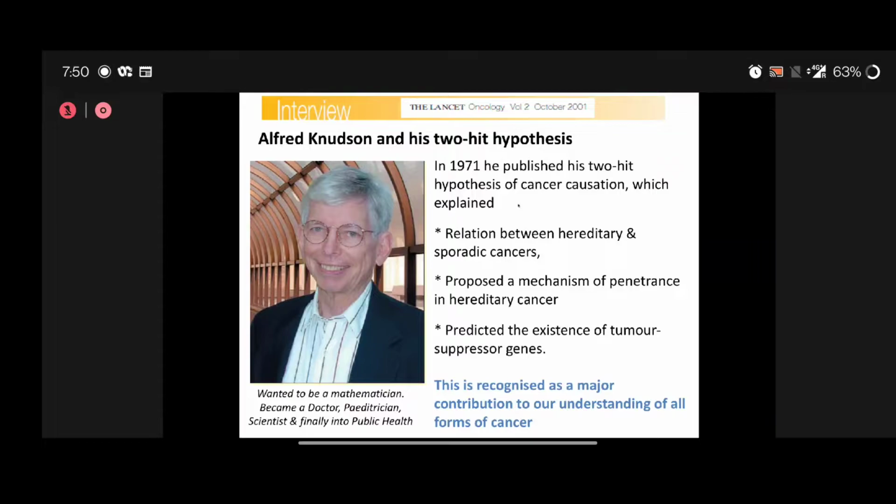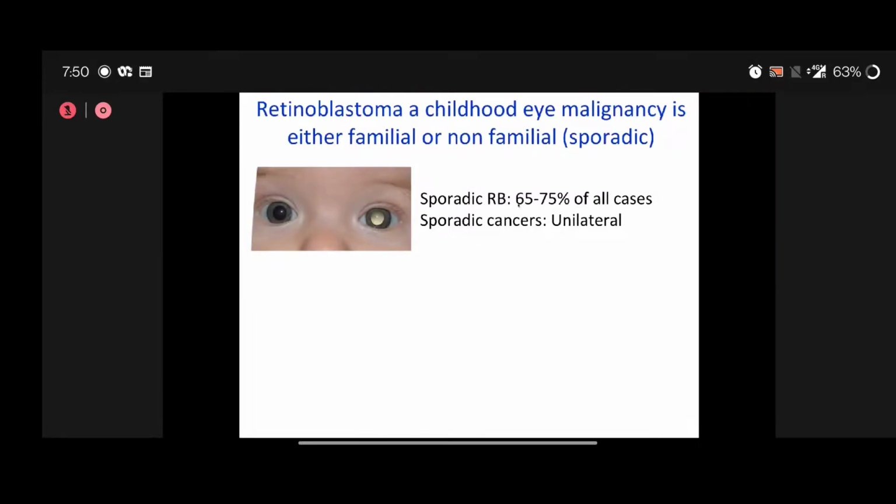And this is recognized as a very major contribution for understanding all forms of cancer, including what happens at the tissue level and at the tumor level. So he, as a pediatrician, knew that retinoblastoma, which is a childhood malignancy, could be either familial or non-familial. It was also known that familial ones, more often than not, are bilateral.